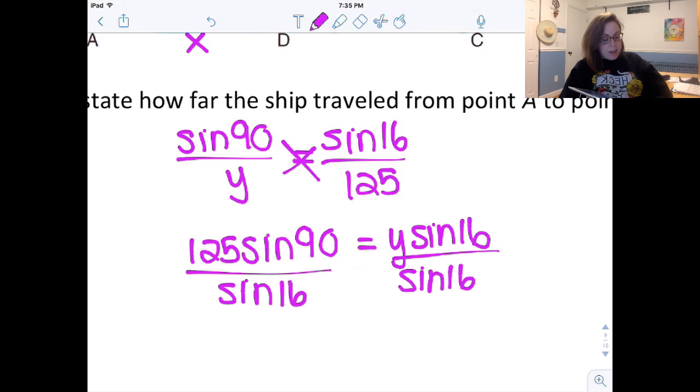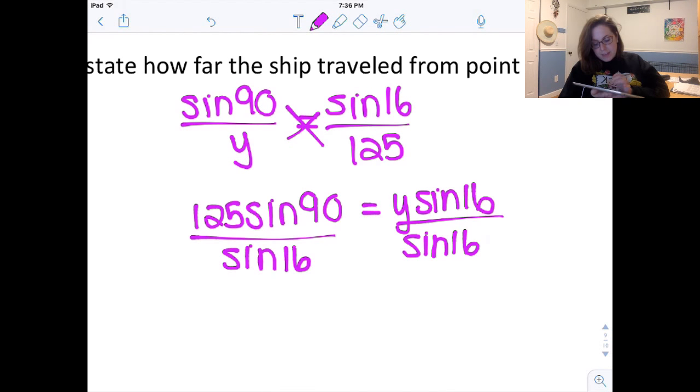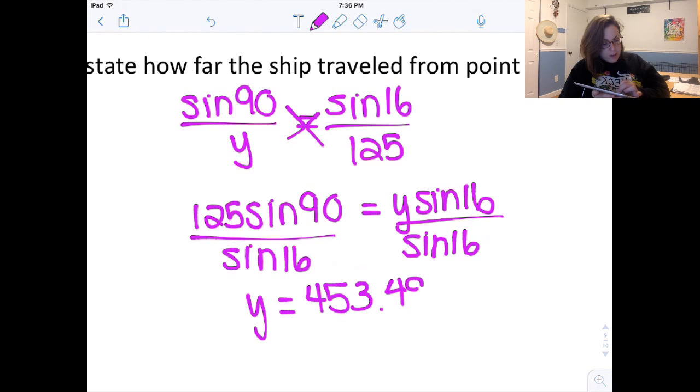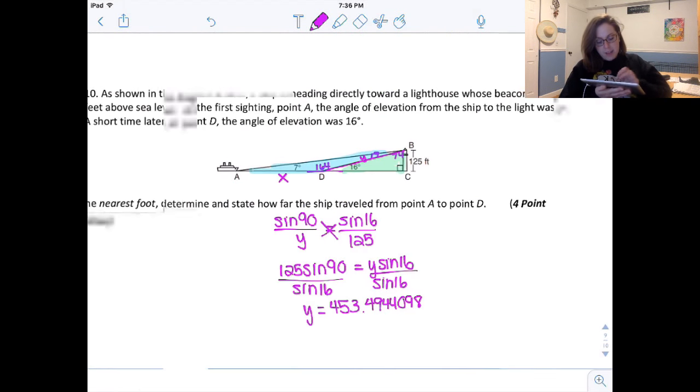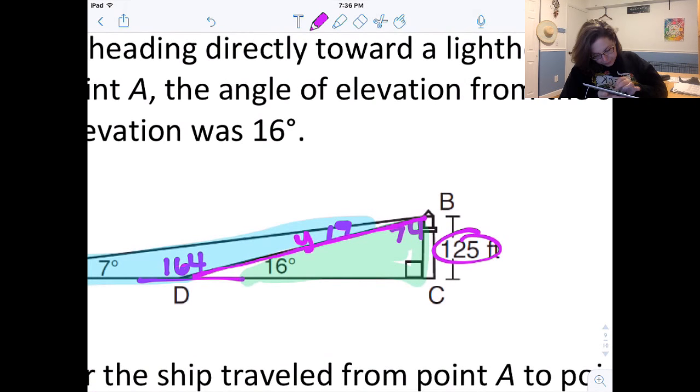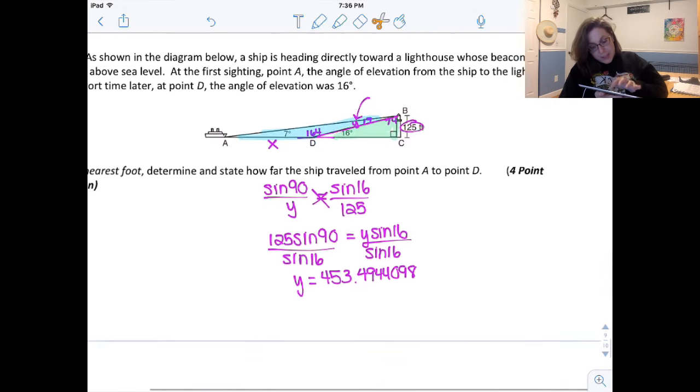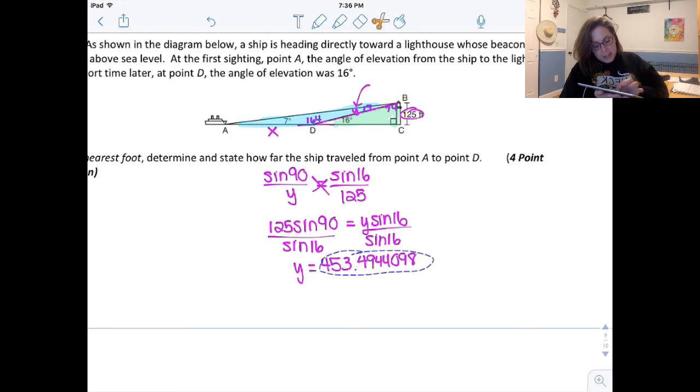And then I'm going to type this into my calculator. So 125 sine of 90 divided by sine of 16. And that gives me that Y equals 453.4944098. So this is my shared side, okay? That's this side right here. And I'm just going to copy and paste that. Notice what I'm not doing here. I am not rounding that because we never want to round on any intermediate steps. We don't want to round till the end.